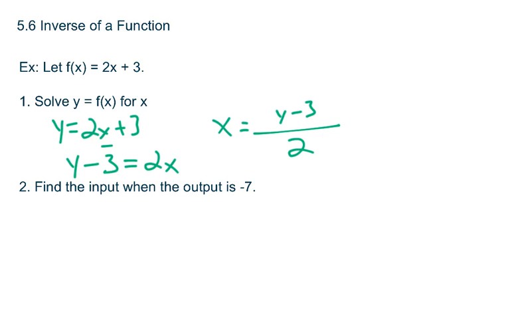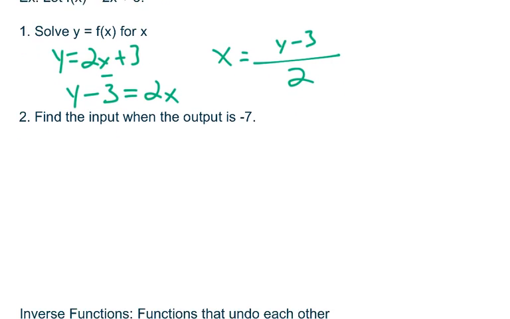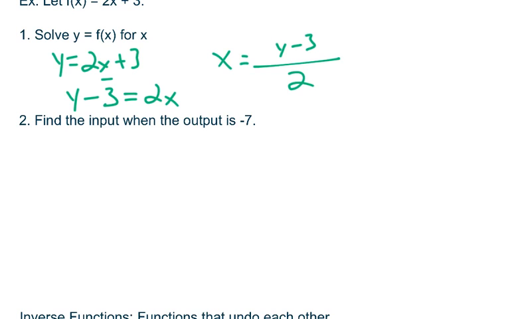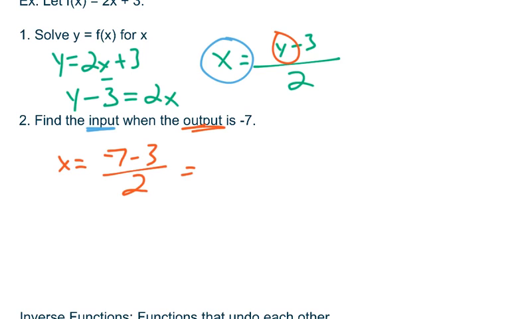Okay, step number 2, find the input when the output is -7. The input, that's x. The output, that's going to be y. And regardless of where it's at, input usually stands for x, output is usually y. It tells us the output is -7, so we need to figure out what x is. So x equals -7 minus 3 all over 2. -7 minus 3 is -10. Divided by positive 2, that gives us -5.